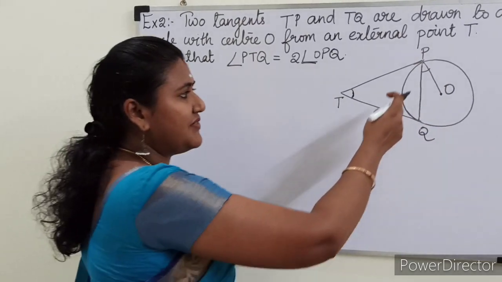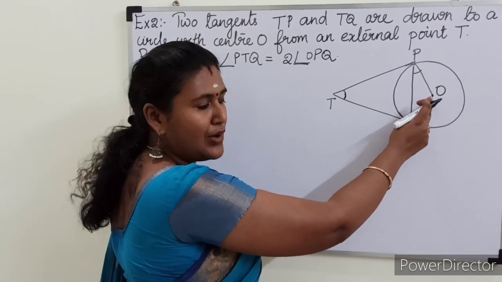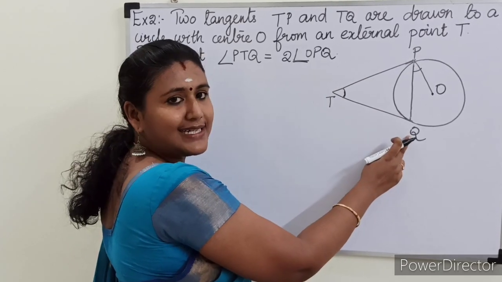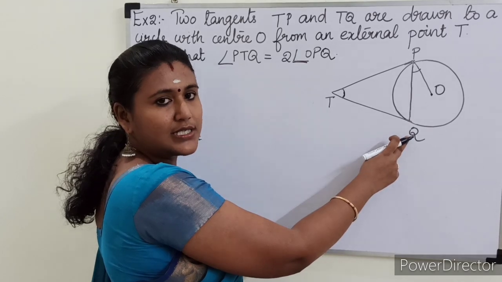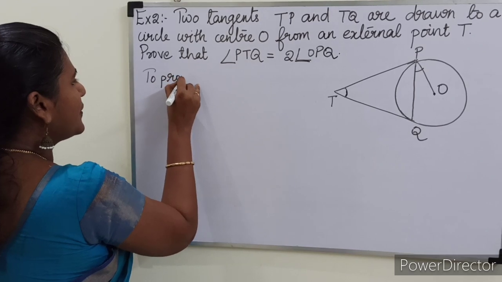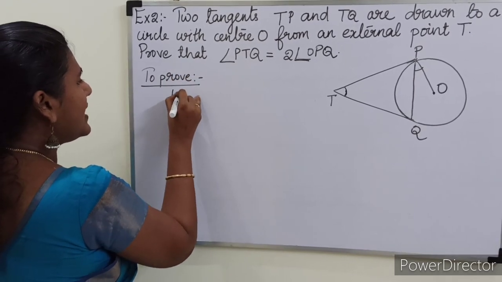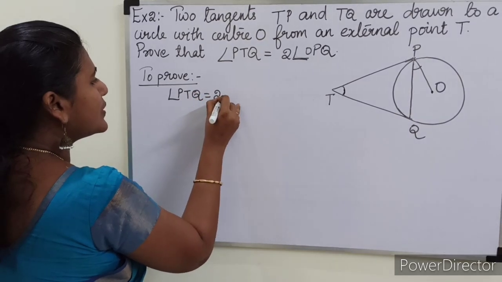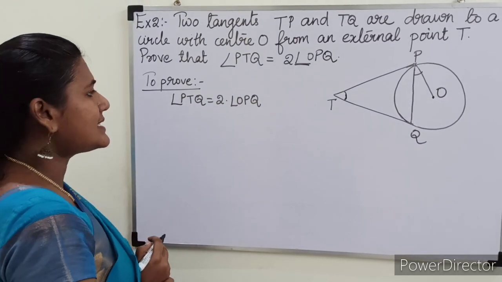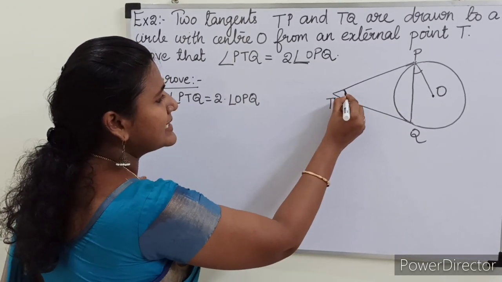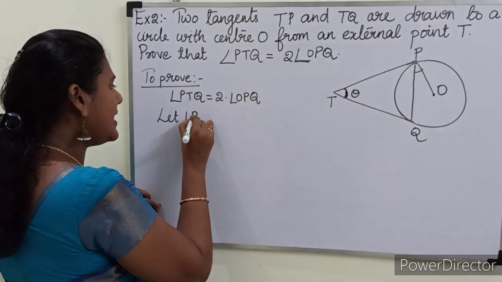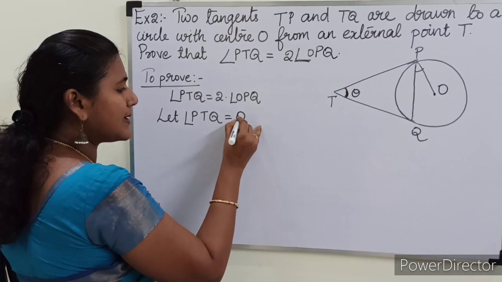So here we have given a circle with the center O and an external point T, and TP and TQ are the tangents from the external point T to the circle. Now we have to prove that angle PTQ is equal to 2 times angle OPQ. So first let us take this angle as theta. So let angle PTQ be equal to theta.